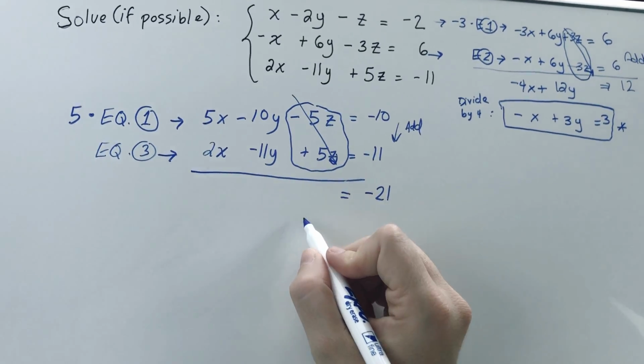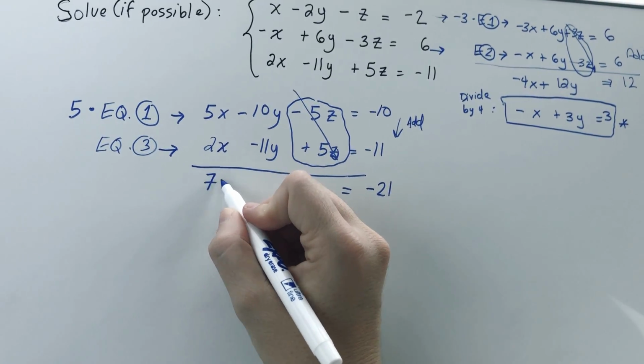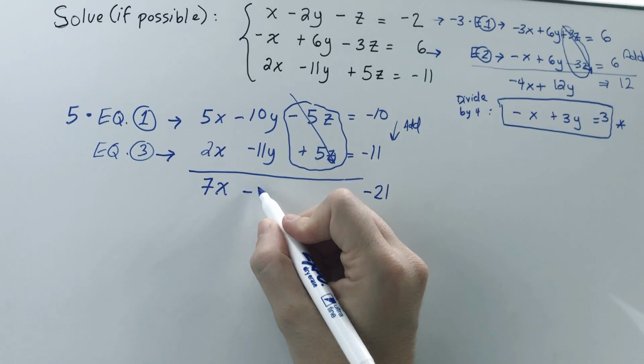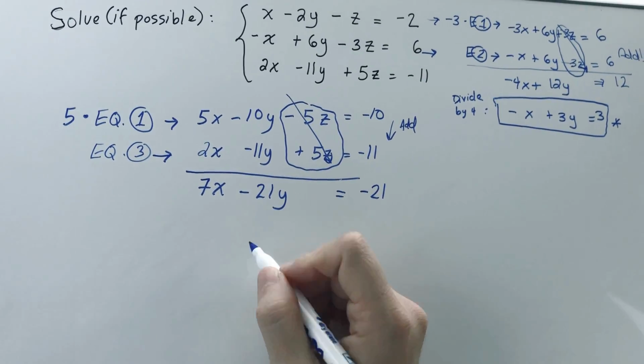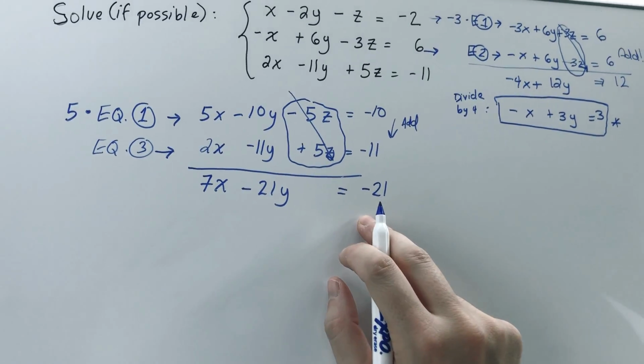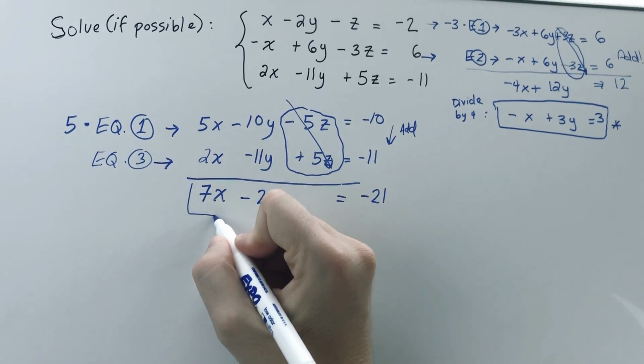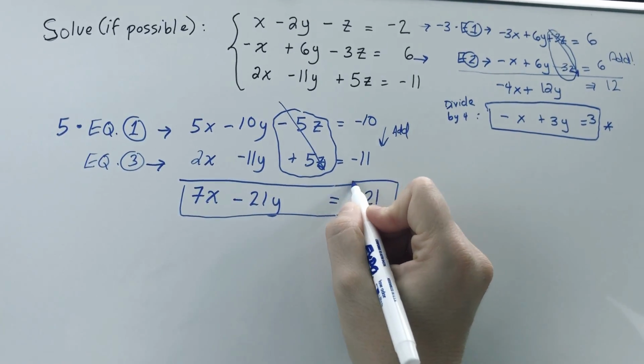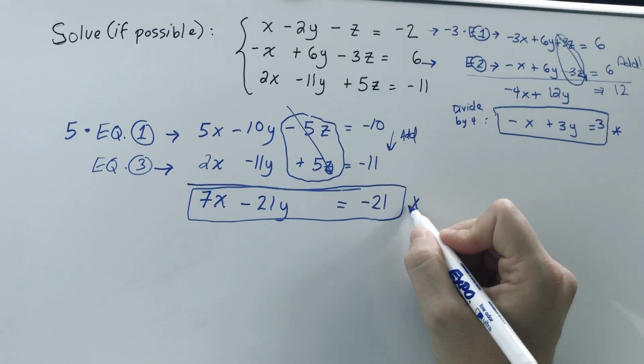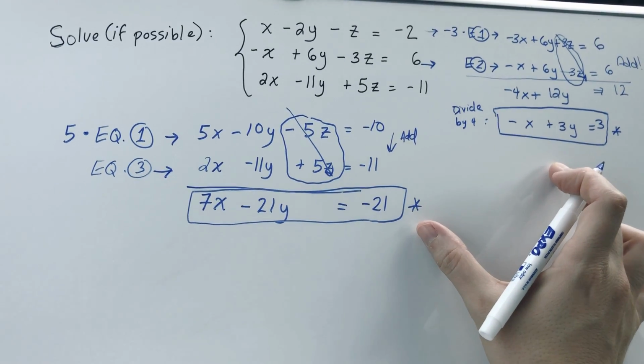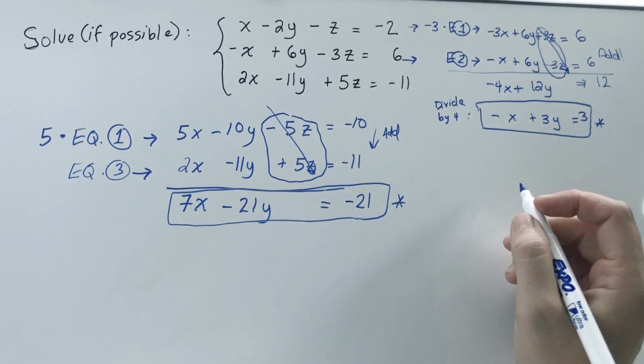And 5 plus 2 is positive 7 here. So 7x. And again, negative 21y. So I'm getting 7x minus 21y equals negative 21. So this is another equation with just x and y. That's what we wanted to create. So now we have 2 of those. With those 2, we now have a new system that we can build.